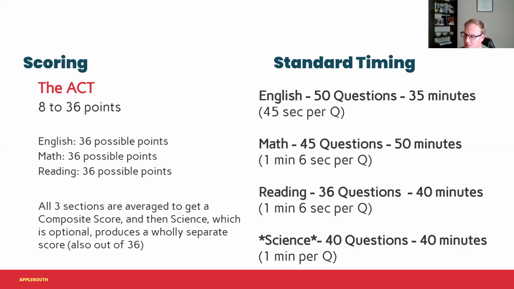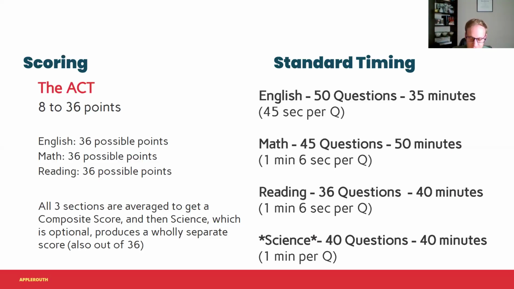You can see here the timing, which we'll flesh out on the next slide. English is 50 questions in 35 minutes. Pretty fast paced, but not a section that a lot of people have too much of a timing issue with. Math is 45 minutes for 45 questions, more of a time crunch for sure. Same with reading, 40 minutes for 36 questions. And then the optional science section is also very fast paced. The composite score, again, is just the English, math, reading.